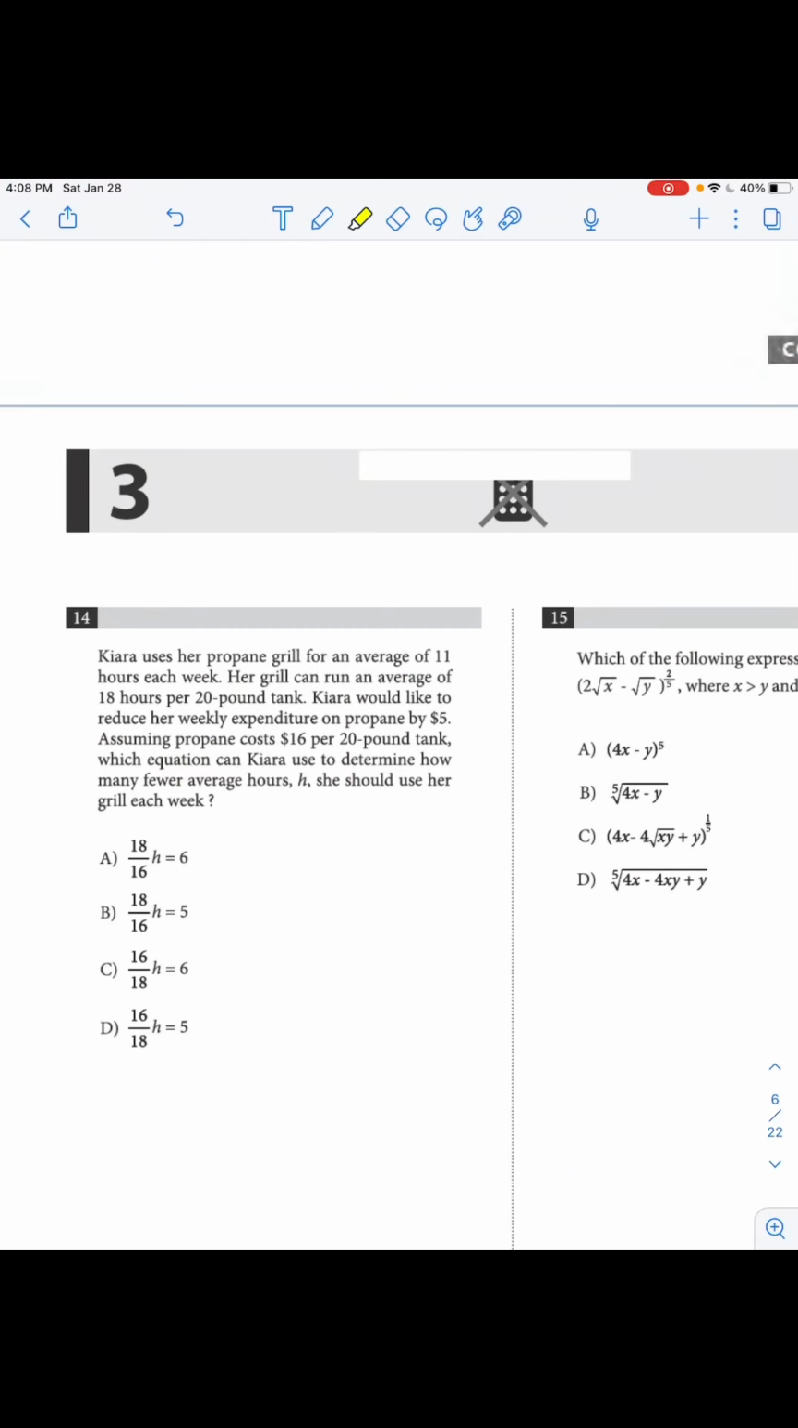Did you know this SAT tip? Let's take a look at question 14 from the May 2022 test. So here we have a word problem, so let's read through it.